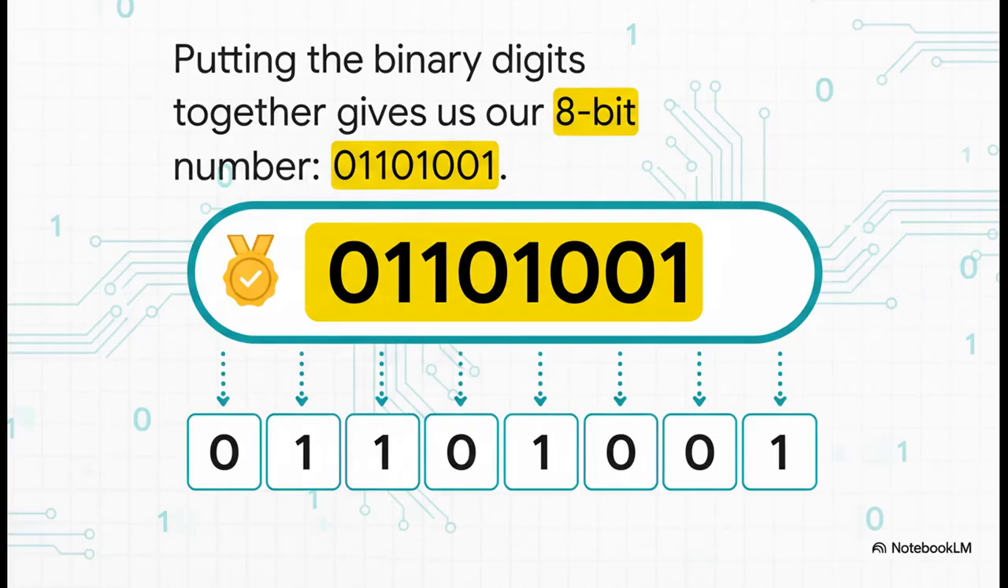So the really important part now is just putting all those zeros and ones together in the right order. Our final 8-bit binary number is 01101001. That's another mark earned. See how methodical it is?